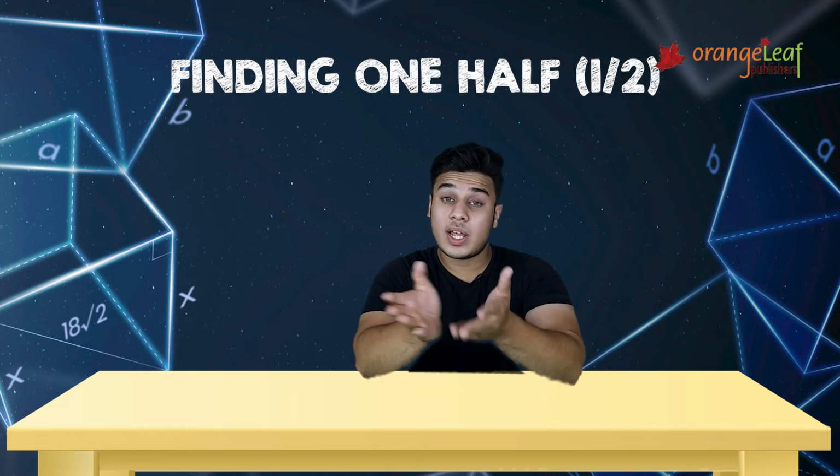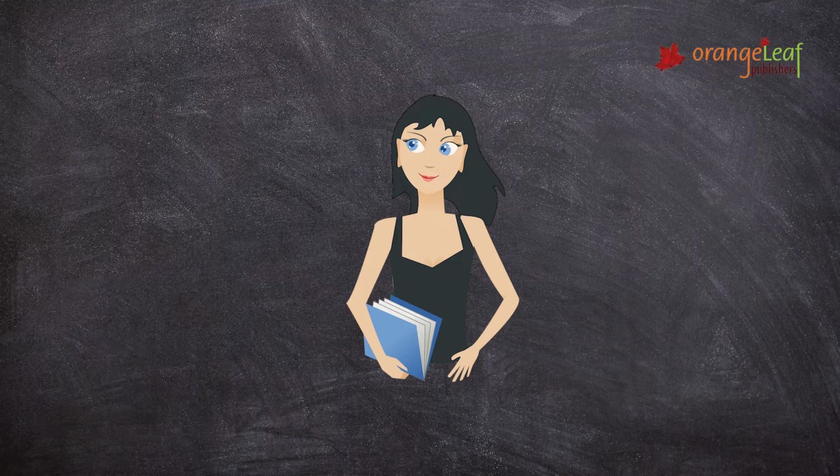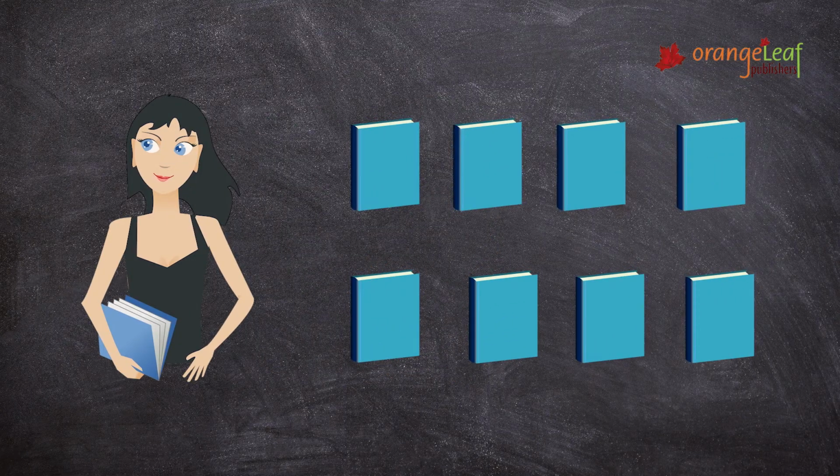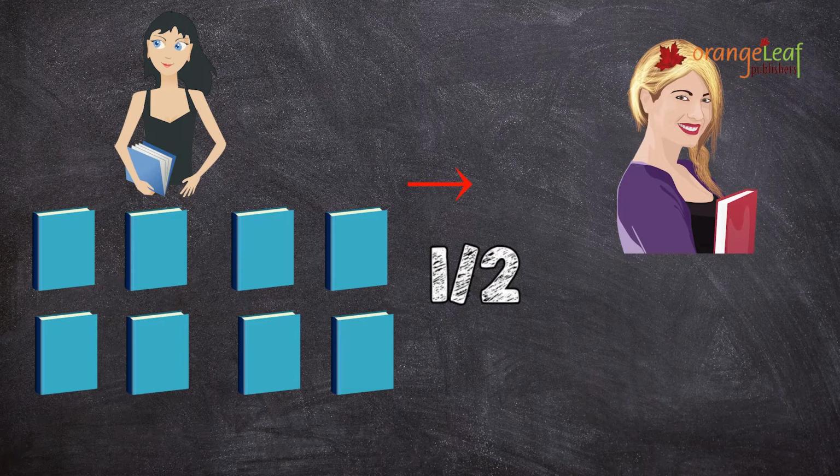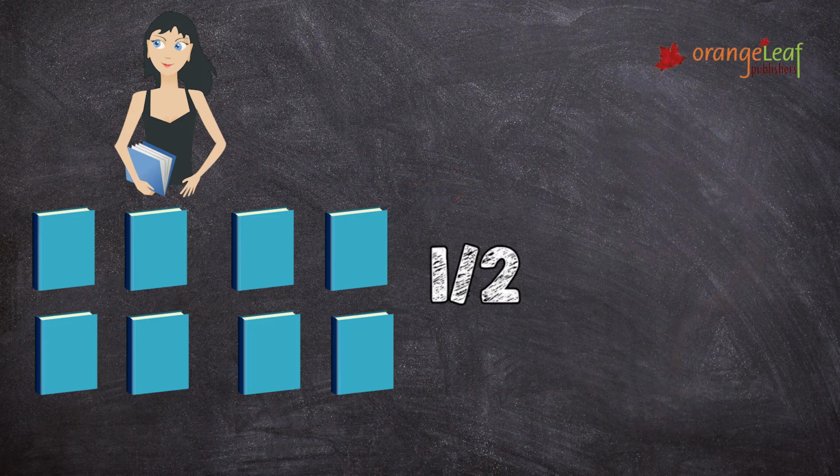Finding fractions. Finding 1/2. Now, Sunita has 8 books. She wants to give 1/2 of these books to her friend. How many books would she have to give away? To find 1/2, we need to divide these 8 books into 2 equal parts, and Sunita has to give away 1 equal part to her friend.